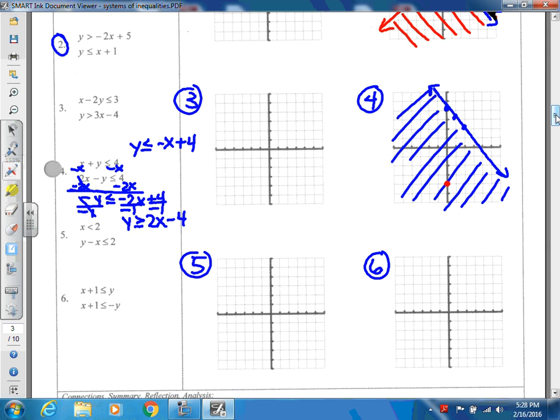And it has a slope of positive 2, so that's up 2, right 1, up 2, right 1. And it is also solid. So you draw another solid line. And this time we want to shade greater than, so that would be on the top side.